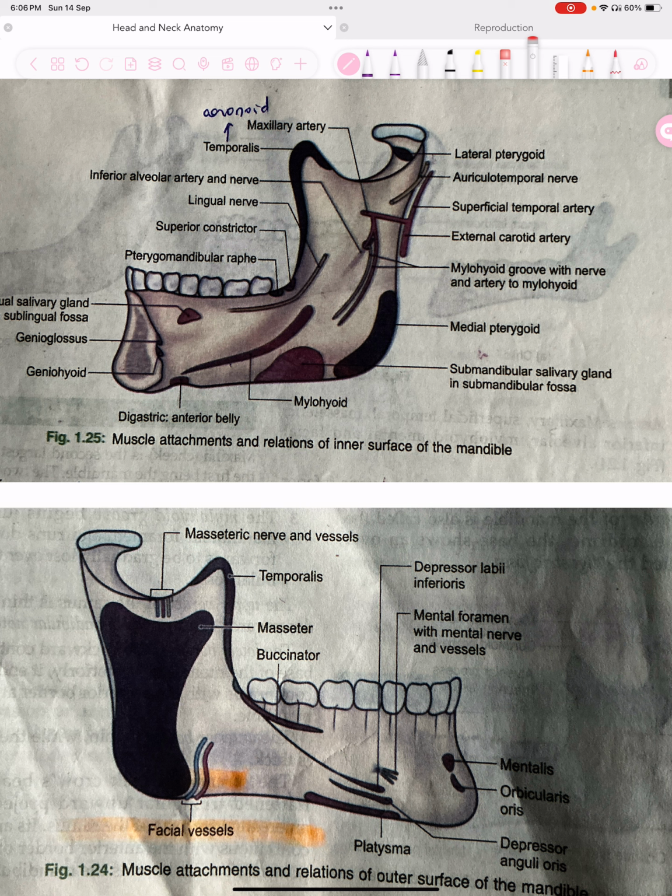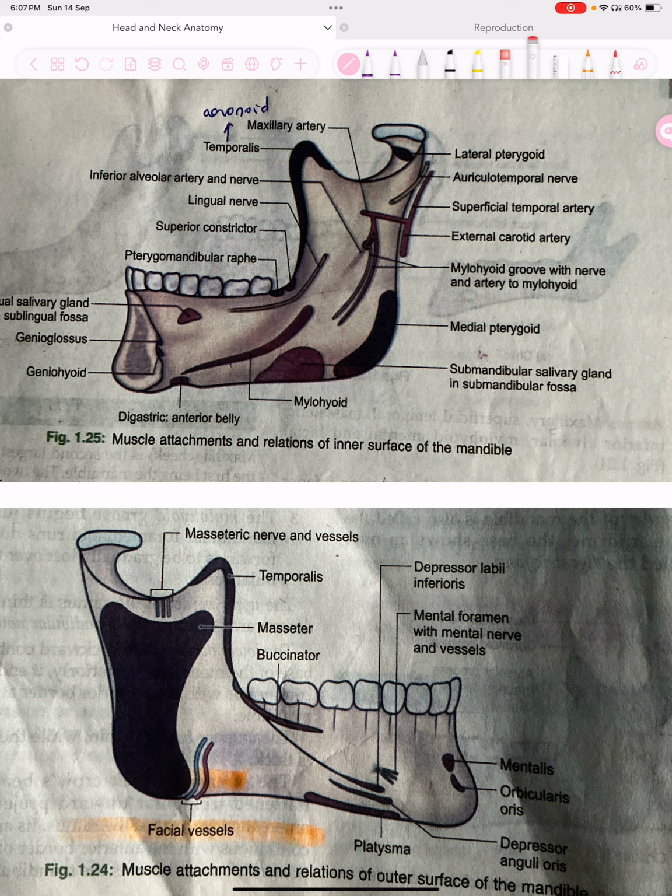Then after that, mylohyoid line. Where is the mylohyoid line? On the inner surface. Now it has again its own significance. It gives origin to the mylohyoid muscle. And when you talk about mylohyoid line and mylohyoid muscle, just on the posterior surface, if you go superiorly, you'll see another muscle. It gives origin to the superior constrictor muscle. Superior constrictor muscle is the muscle of the pharynx. So it arises just above the posterior end of the mylohyoid muscle.